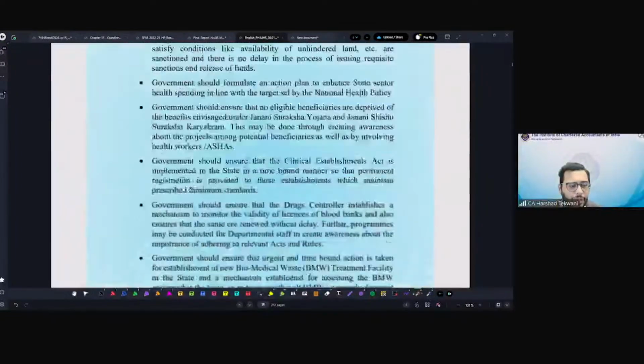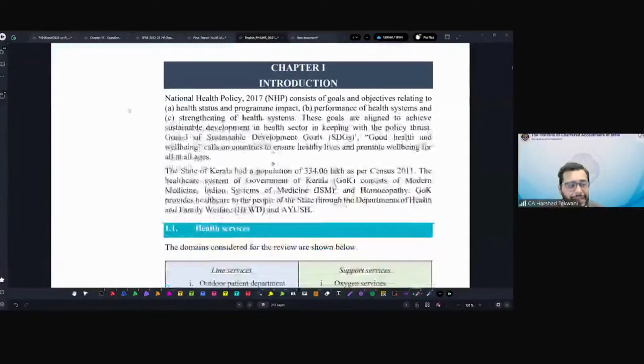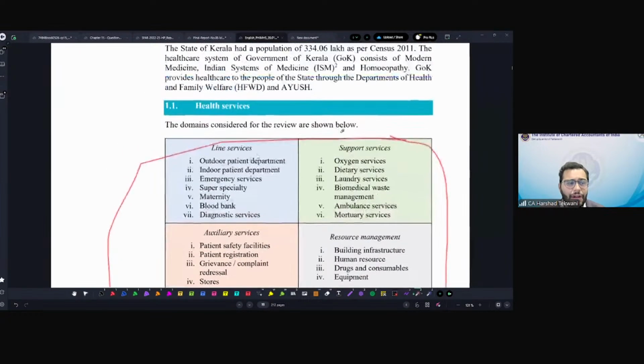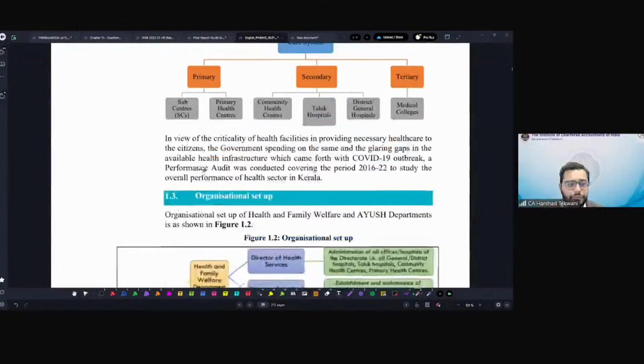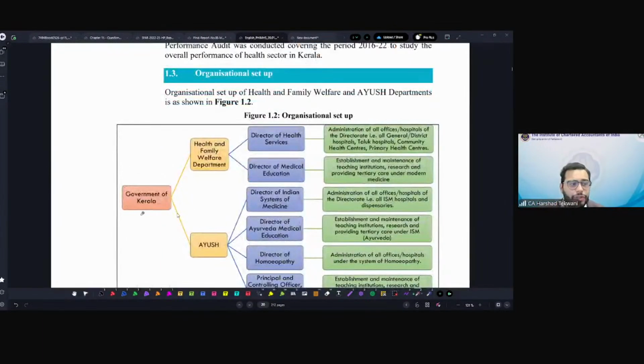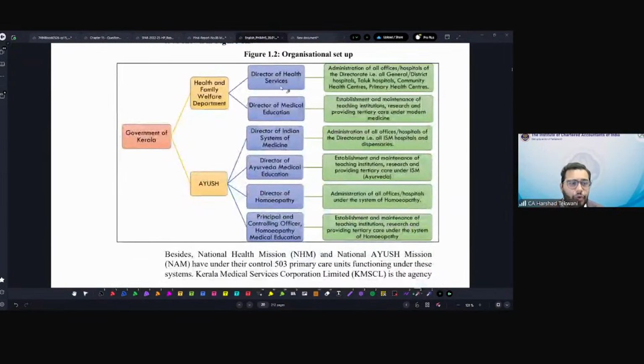We'll go to chapter 1, introduction. Introduction is nothing but understanding the entity. National health policy, sustainable development goals, population, whatever it is. Whatever line of services are there for health. This is nothing but you're understanding the entity. So the 3-tier healthcare system, whatever it is, okay. Who is responsible? Organization setup. Who is responsible for what? This is government, directors, administration, everything. How the structure of the health department is there.